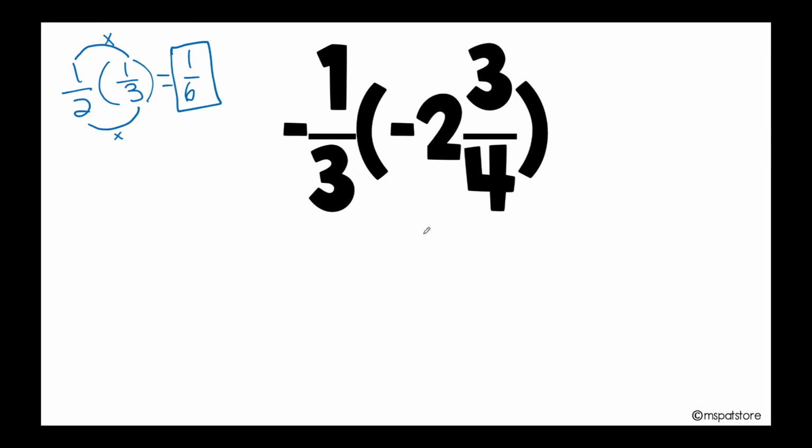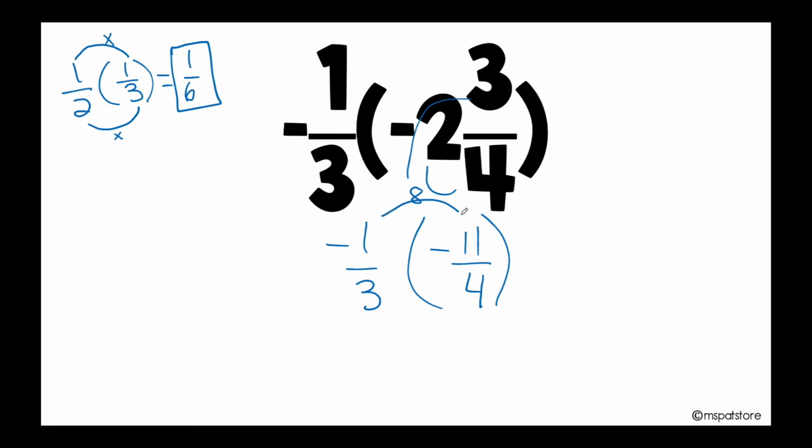As you can see, I have a fraction by a mixed number. So let's turn this mixed number into an improper fraction, okay? So 4 times 2 is equal to 8. 8 plus 3 is equal to 11. So I have negative 11, denominator stays the same, okay? Times negative 1/3. Both of them have the same sign. So my final answer will be positive.